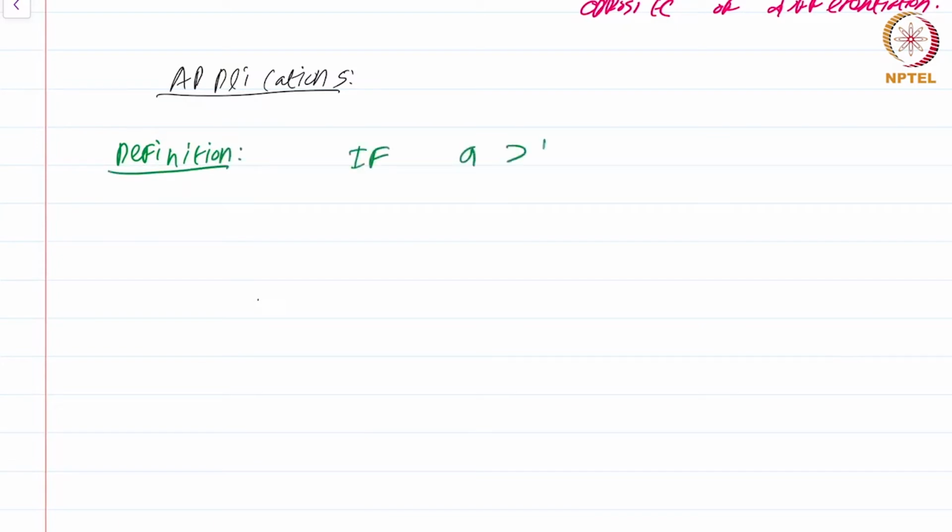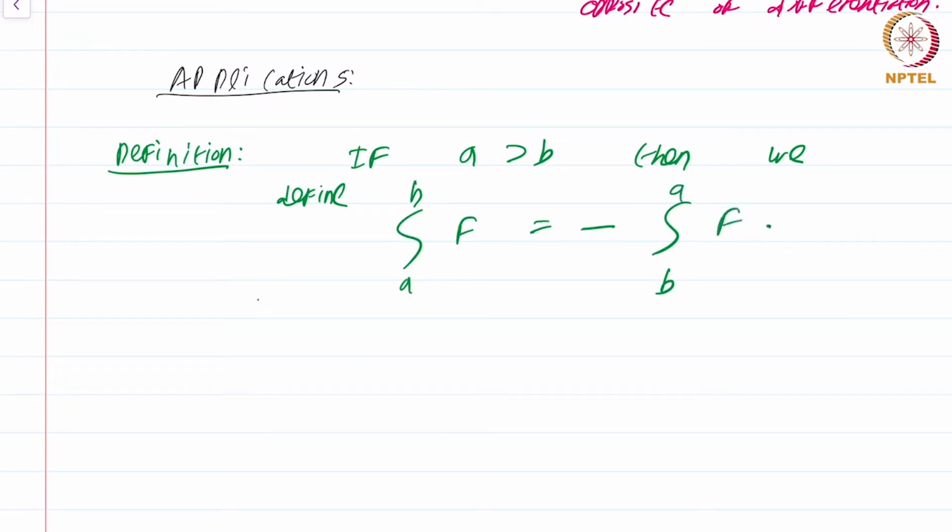If a is greater than b, then we define integral a to b of f to be minus integral b to a of f. This is the usual definition.